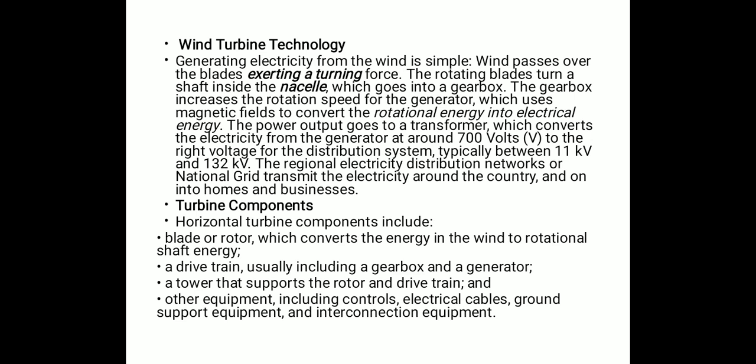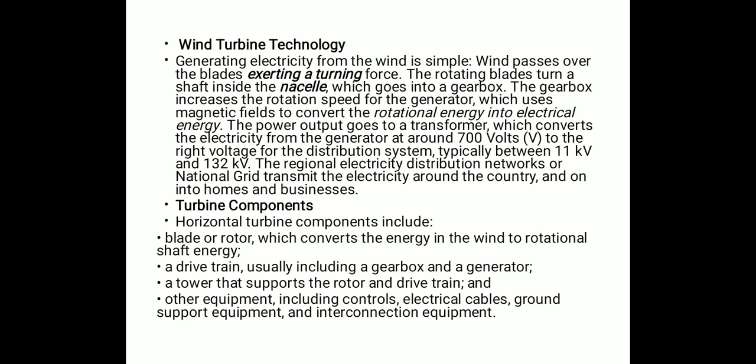right voltage for the distribution system, typically between 11 kV and 132 kV. The regional electricity distribution networks or national grid transmit the electricity around the country and onto homes and businesses. That means once we generate the electricity through the wind turbines, it will be connected to the national grid, and through the grid we can supply the power generated by the wind turbines to homes, businesses, schools, etc.